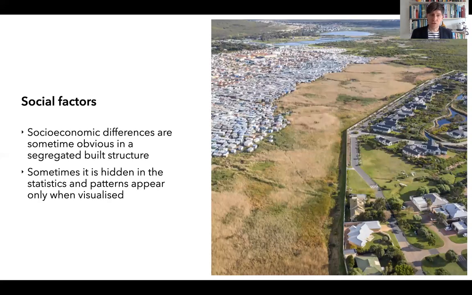The social factors, the social dimension, I find this very interesting. Sometimes the socioeconomic differences in the city are very obvious. You just look at the city and you will see it. Just like the picture here, there is really a wall dividing the rich from the poor in a very obvious way. And there are no connecting streets, for example. You can see that the street network is completely segregated on the right side of this picture.